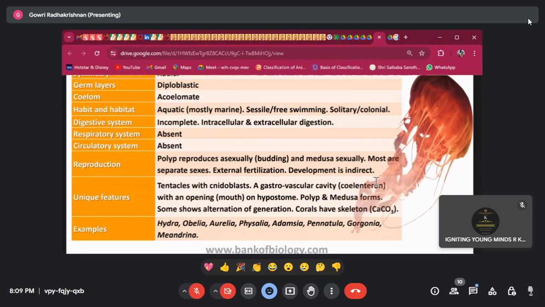Unique feature. What is a unique feature? Tentacles with stereoblasts. And then what is the second one? A gastrovascular cavity. That is coelenteron with an opening, mouth and hypostome. Polyp and medusa forms. Some show alternation of generation. Corals have skeleton CaCO3. Examples: Hydra, Aurelia, Adamsia, Pennatula, Meandrina, and so on.